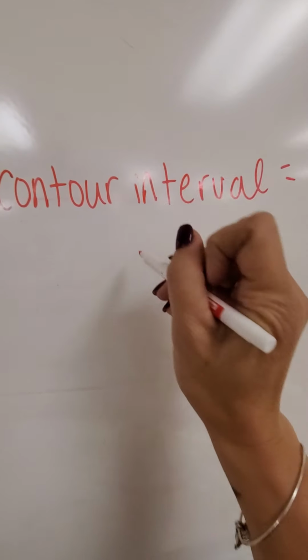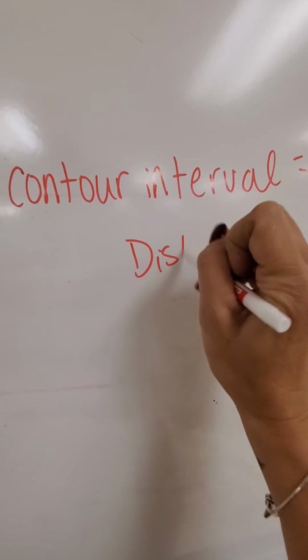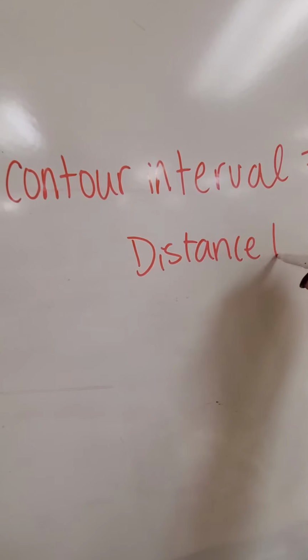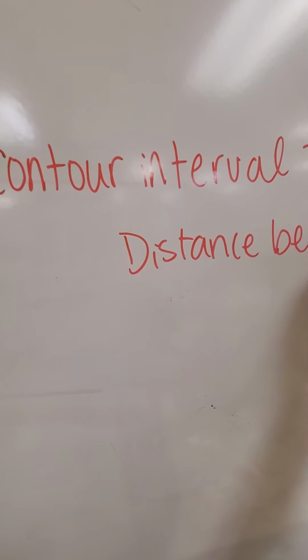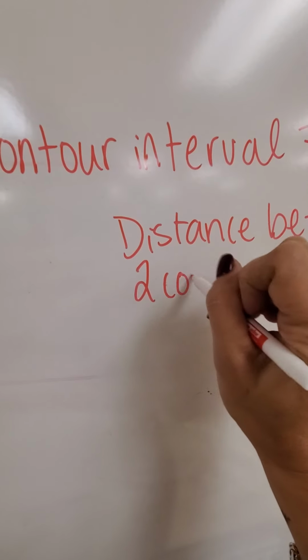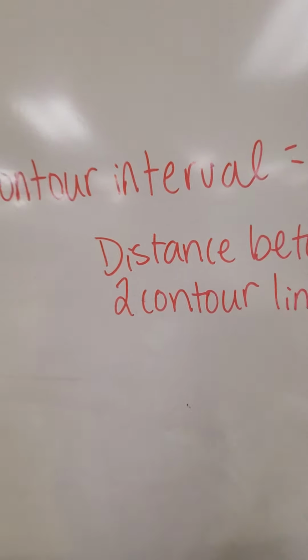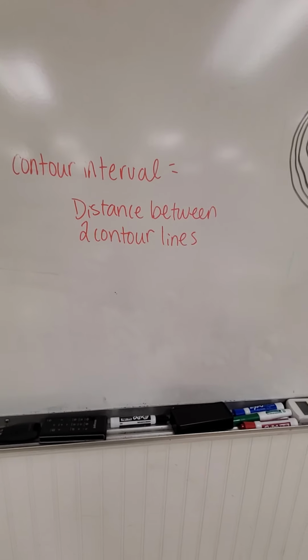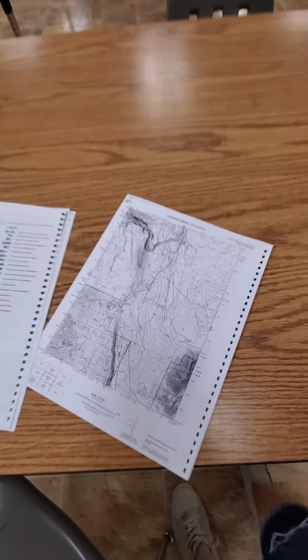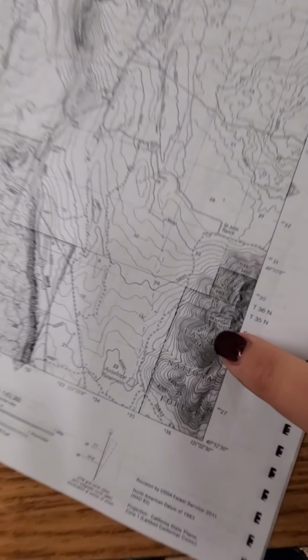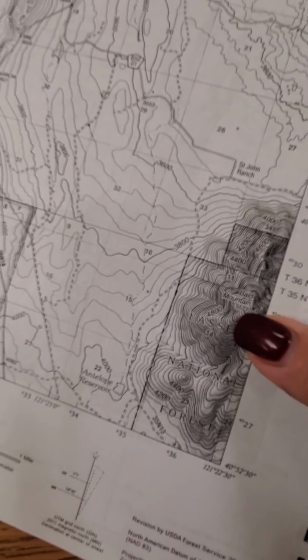So contour interval is the distance between two contour lines. And once you know what that contour interval is, and you're looking at maps like these, you can figure out that distance. And when you get places like this, you can go, oh my gosh, that is super, super steep.